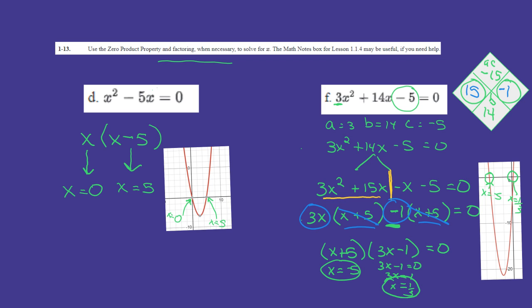So that ends 1-3. You can do the other two by yourself because I've given you enough information to be able to solve those. So moving on.